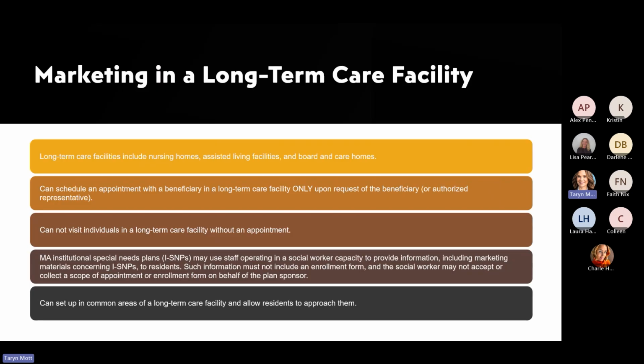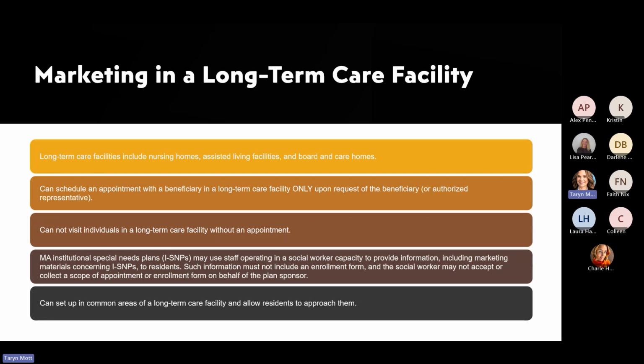I'm going to send this one up for you too, and this is on the test. Just go ahead, get your phones out, take a picture. But marketing in a long-term care facility: you can set up a table and they can come to you if they would like. You can host events, but you cannot just go into rooms. Those are the rooms. You cannot just show up to their room and sell them insurance.